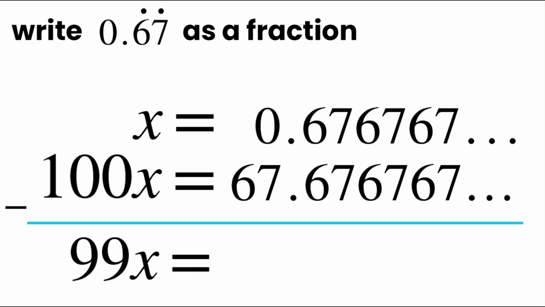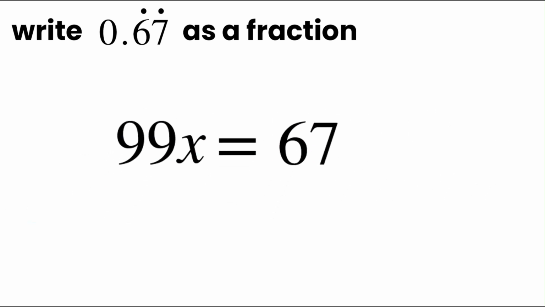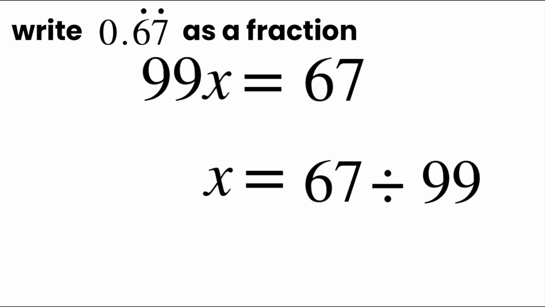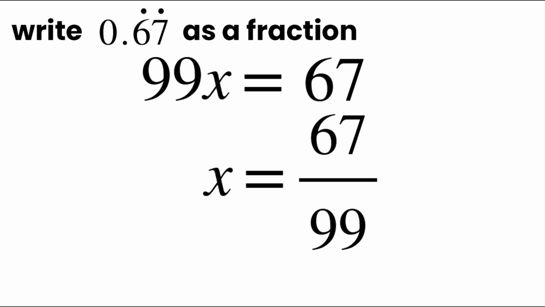We're going to use that same trick again. We're going to take the x away from the 100x, and we're going to take the 0.67 recurring away from the 67.67 recurring. You might notice that all of the decimals are going to cancel out with each other to leave us with the algebraic expression 99x equals 67. Now we can divide both sides by 99 to get that x equals 67 over 99. We remember that we started with x equal to 0.67 recurring, so we have that 0.67 recurring equals the fraction 67 divided by 99.